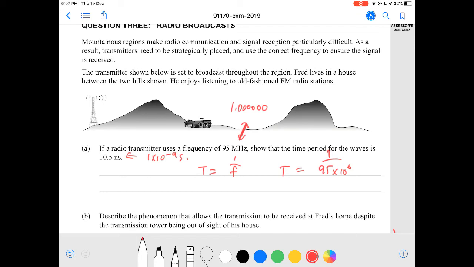Okay, yeah, that's right. So you should get that your answer should be 1.05 times 10 to the power of negative 8 seconds, and that actually equals 10.5 times 10 to the power of negative 9 seconds, which equals 10.5 nanoseconds. I just realized I did everything in red pencil, but this should be an achieved question here.